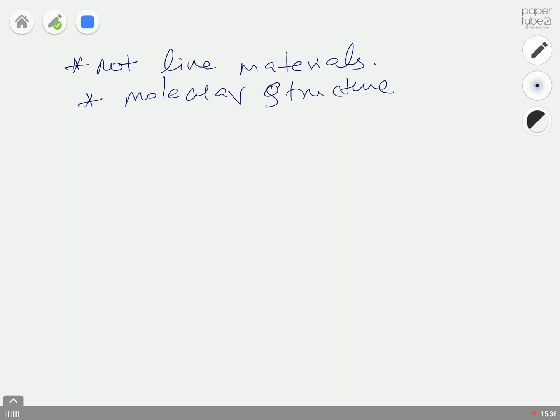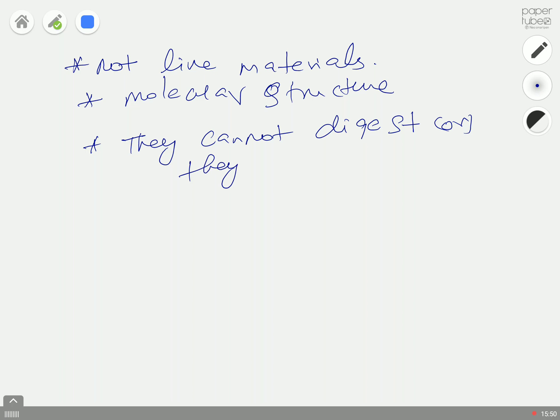And since this is not a live material, they cannot digest your reactants. They cannot eat your substrate, which means they cannot digest, but what they can do is break some complex molecules into simpler compounds. So they can break your complex molecules into simpler compounds.